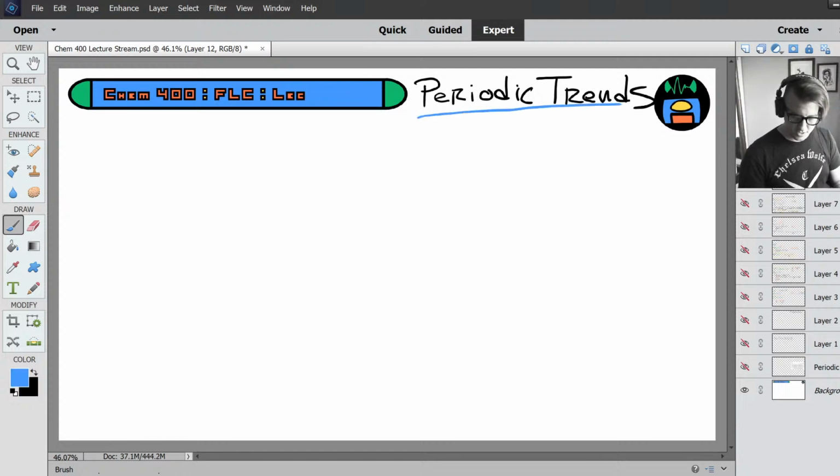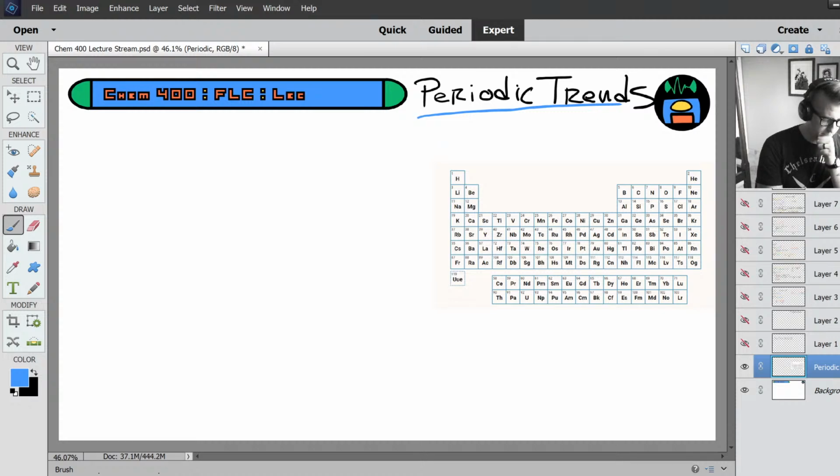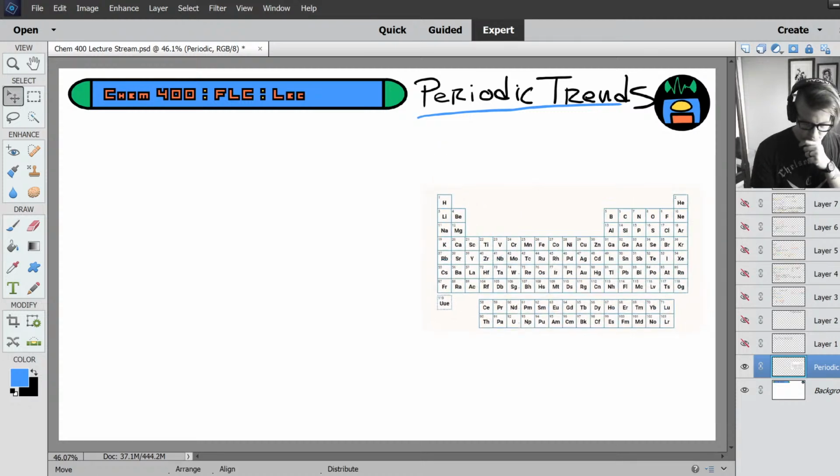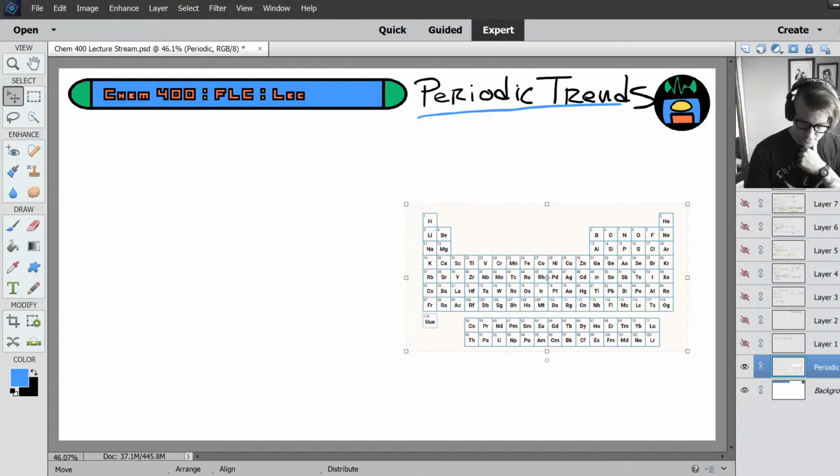All right, periodic trends. And actually, I don't know why I made my periodic table disappear. Because I need it. I'm actually going to slightly reposition it. Okay.